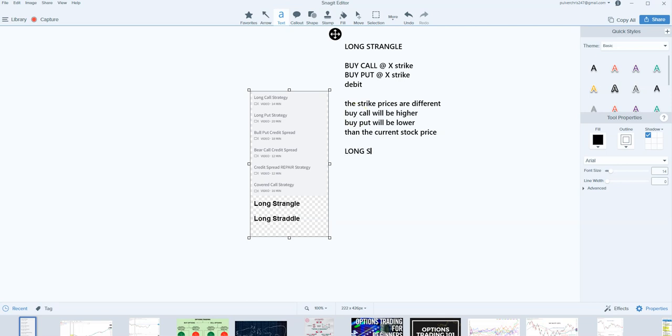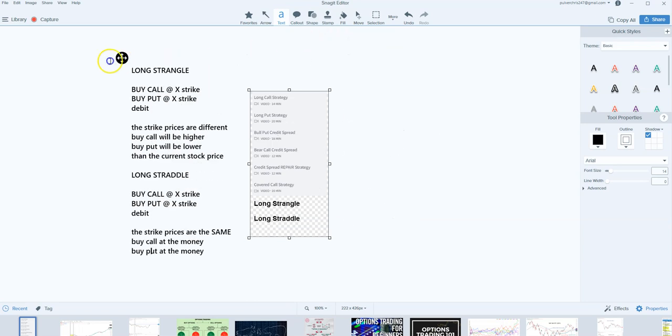Now let's talk about this. The long straddle is very similar. I buy a call at X strike and I buy a put at X strike. And a straddle is the strike prices are the same. That's the big difference, okay? So my buy call is virtually at the money, right? Which means it's roughly the same price as the underlying stock. My buy put is at the money. And also, yes, I'm paying a debit on this. These are both debit trades, okay?